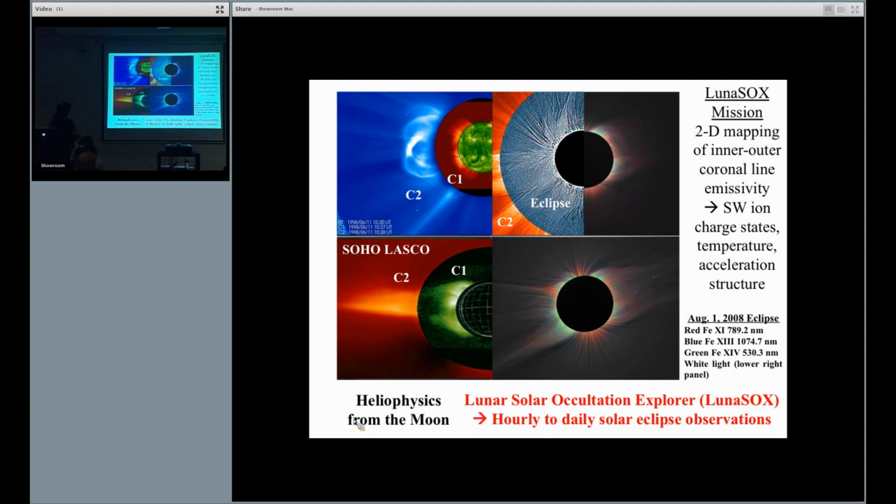These are solar eclipse observations from the ground. And you're looking through the atmosphere during total eclipse here. This is Shadia Habbal and other people doing these kinds of observations.